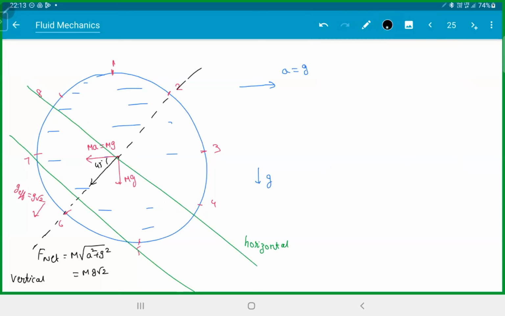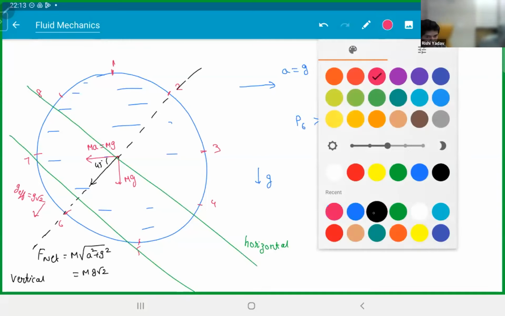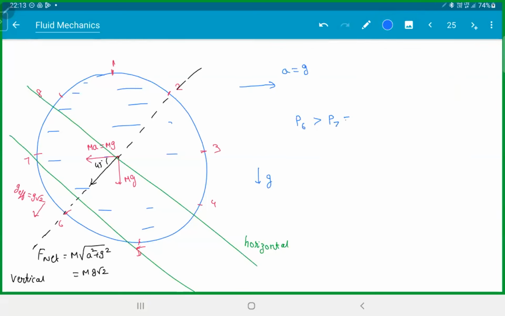So now you tell me, who has the highest pressure? P6. Right, Harsh? Then 7 and 5. Then these two, no? Then 8 and 4. Then 1 and 3. And then last is P2. Clear?